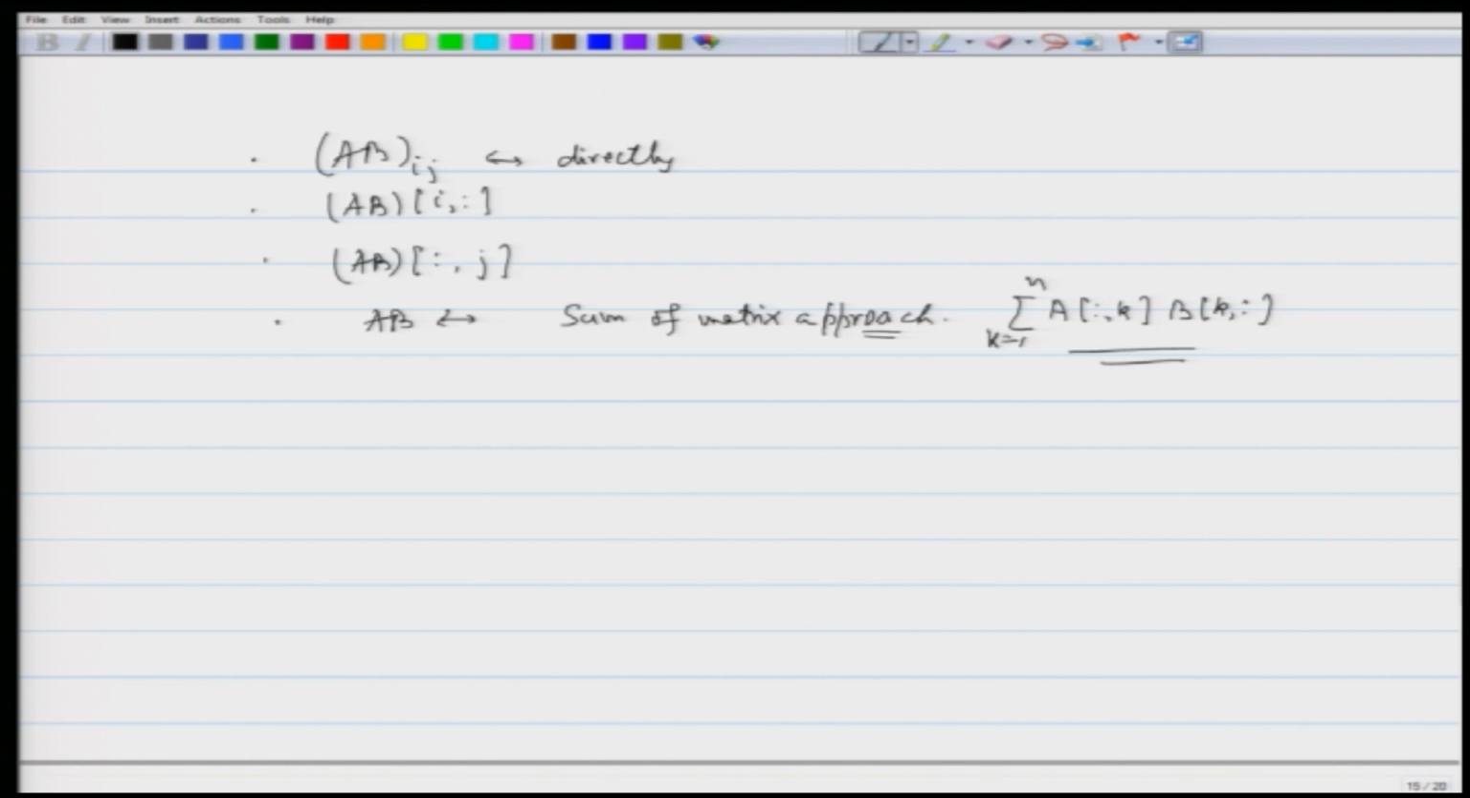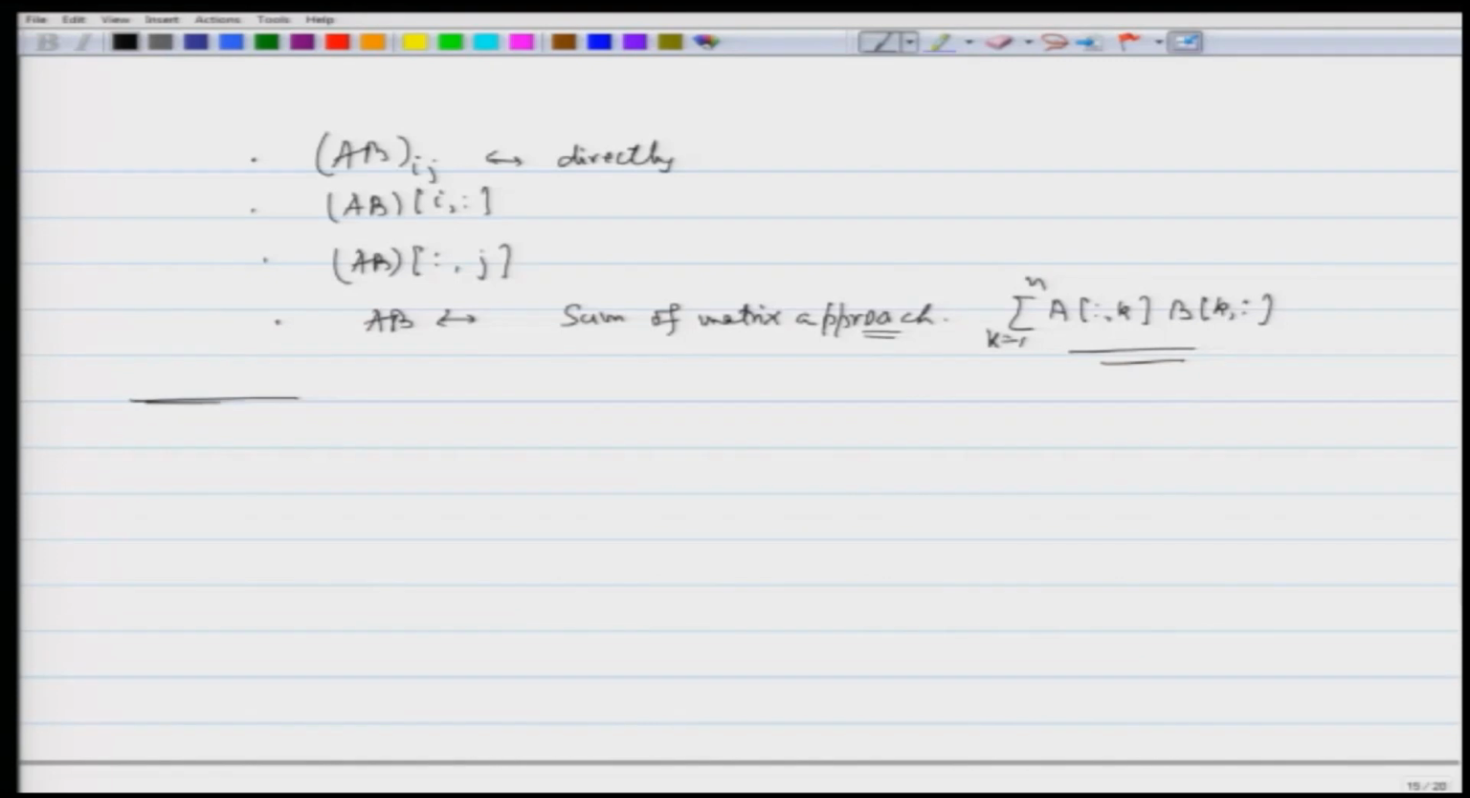Why I am trying to stress on matrix multiplication is because of the following aim of the whole course. The whole course that we are going to do is in different ways trying to prove the following ideas: that given a matrix A which is m cross n, I can use A to write A as L times U, where L is lower triangular and U is upper triangular.